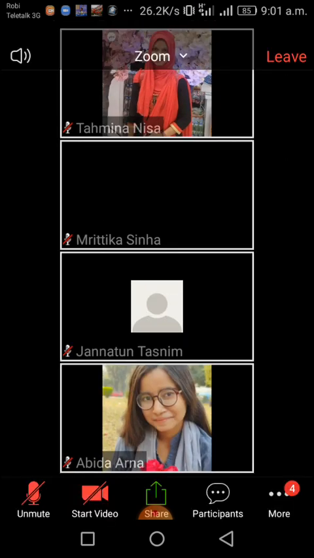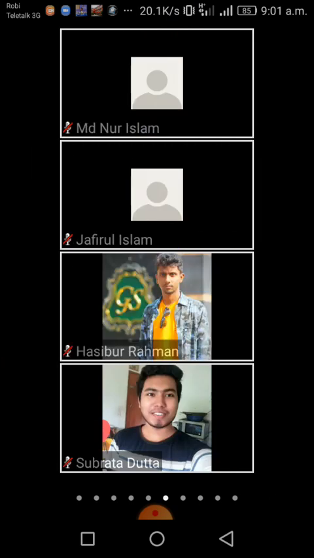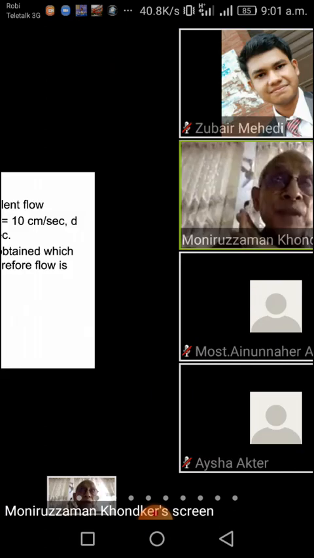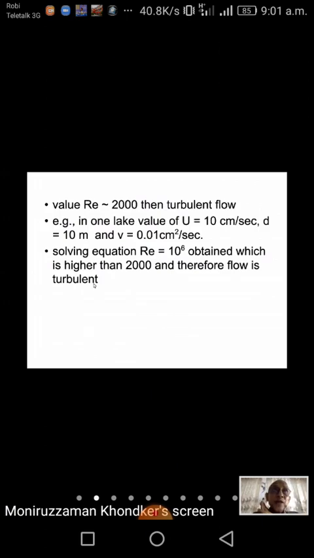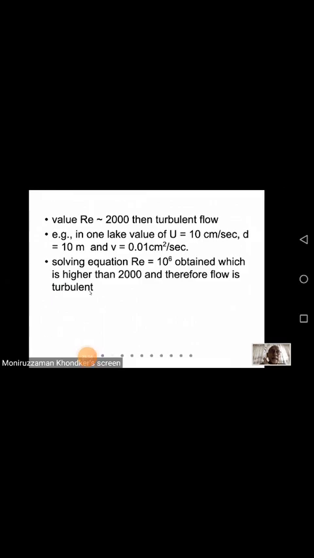So I hope now you understand what the Reynolds number is. The Reynolds number gives you the information whether your water body is under turbulent flow or laminar flow. By using that simple equation and the data relevant to its components, you can easily calculate the Reynolds number.